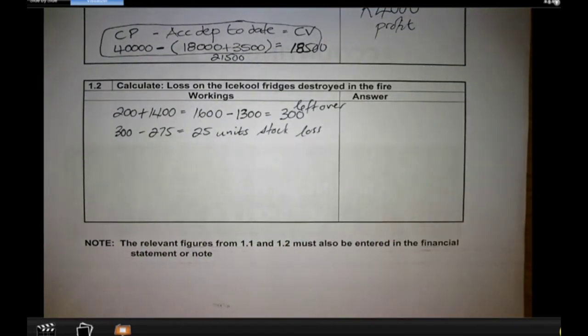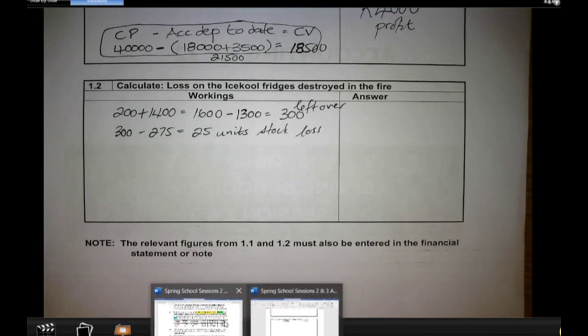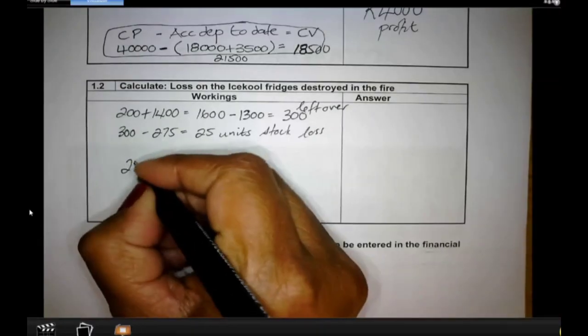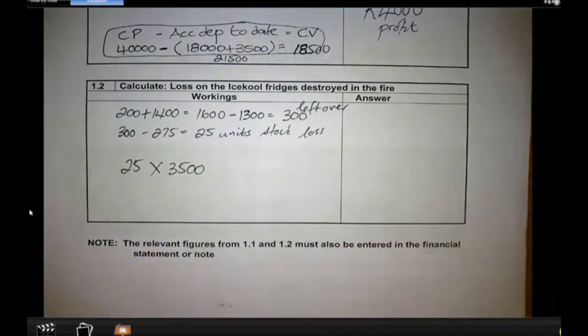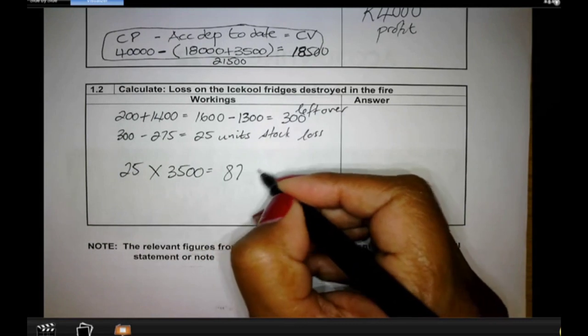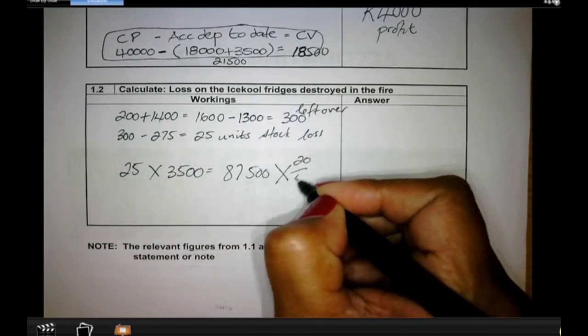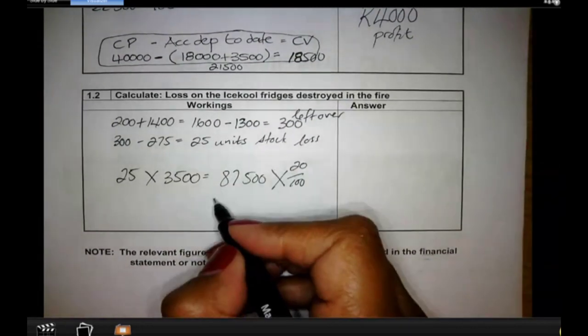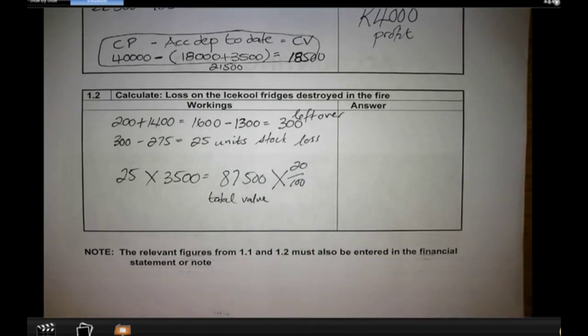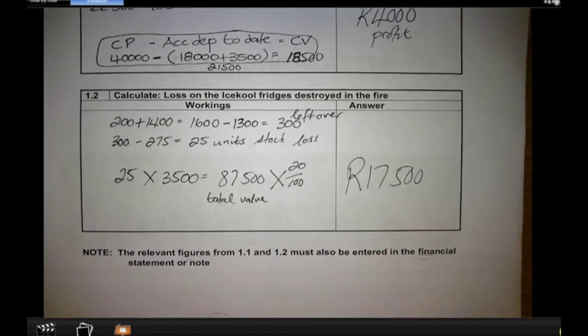Now they want the rand value. So I now need to see, according to the specific identification, what is the cost price of the units? My cost price of each Ice Cool fridge is 3,500. So now I take 25 times 3,500, specific identification. I'm not using any other method, but specific identification, and my answer is 87,500. But 20%, don't forget the 20%, okay? That is the total value of my 25 fridges. The insurance company is going to pay out 80%, so I'm going to get rand value back. That's not going to be a loss, so 20% is my loss. So my loss is 17,500, okay?